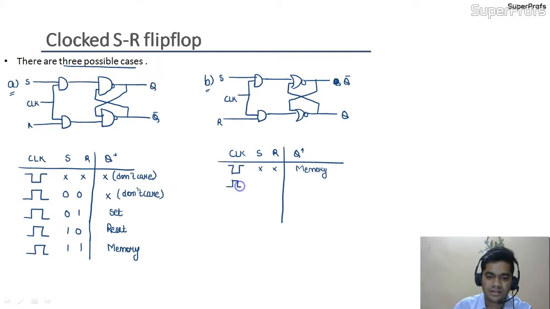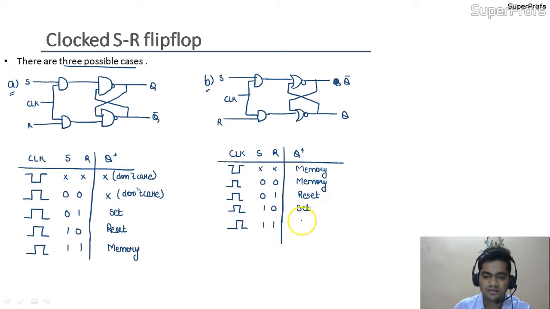Now if the clock is at logic 1 and the S and R inputs are 0 0, then also the output would remain in memory. And for logic 1 as clock and 0 1, it would be in reset state, just opposite to this table. If clock is 1 and inputs are 1 0, it would be in set state. And if at logic 1 the inputs are 1 1, it would be in invalid state, or we can say a don't care state. Okay, so this was two cases.